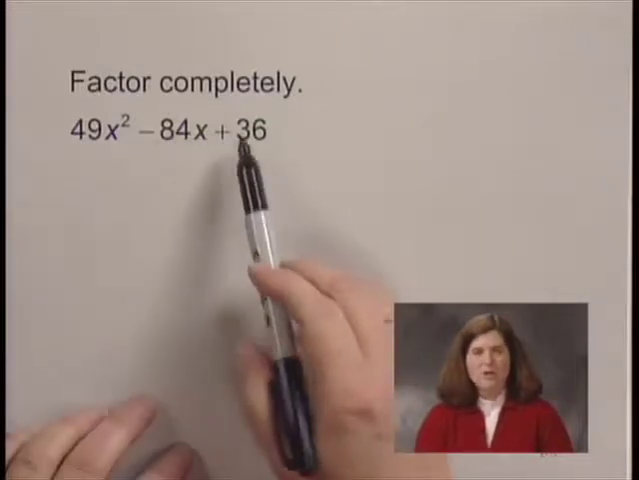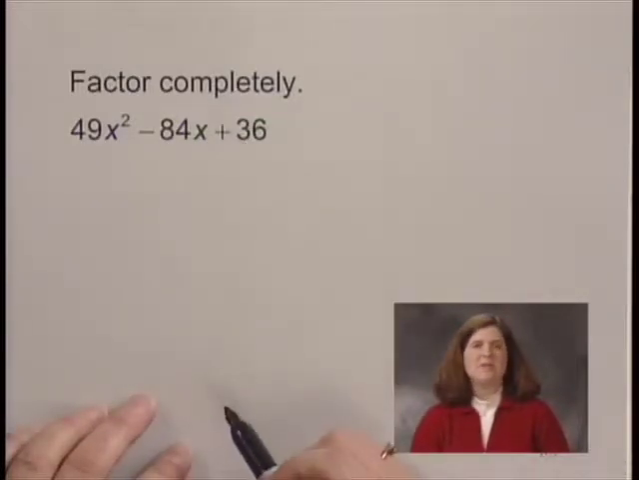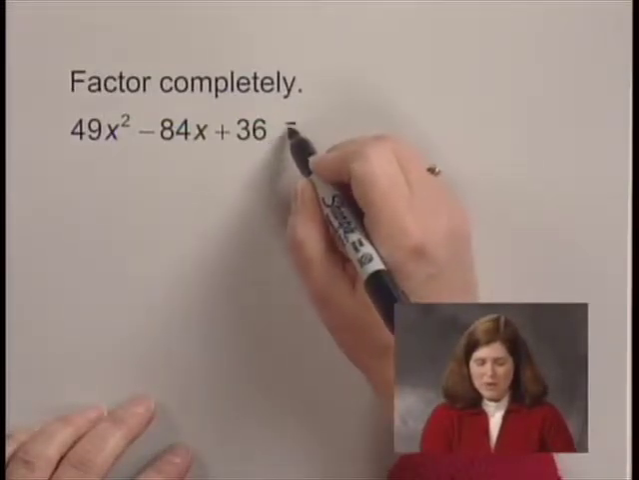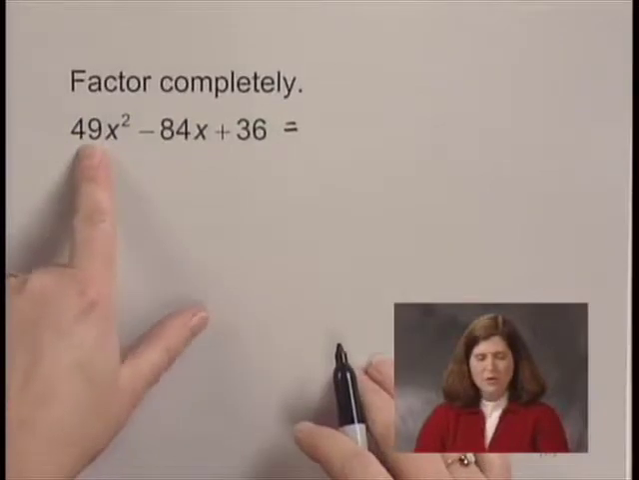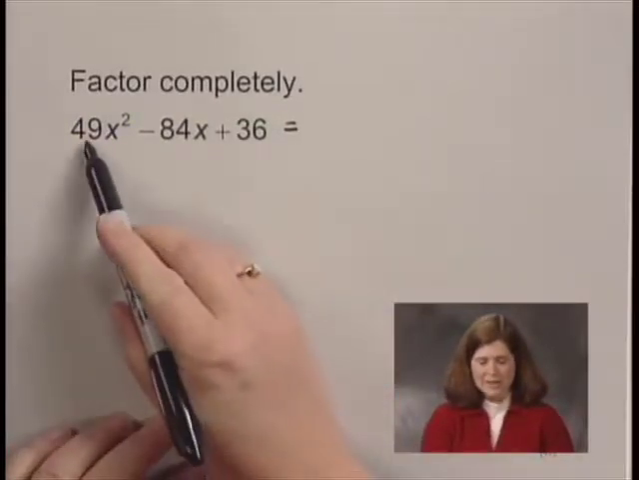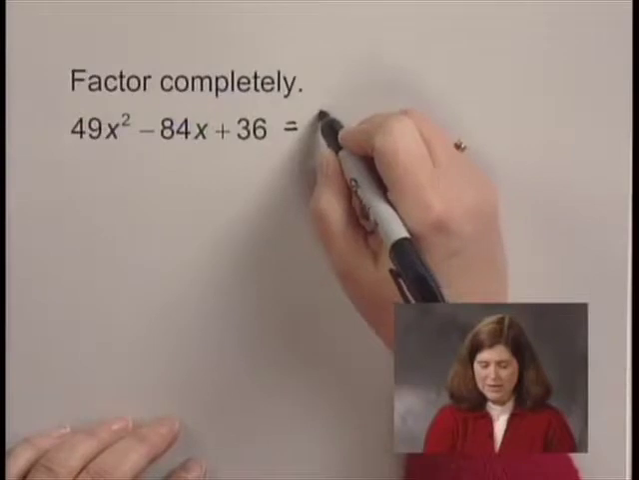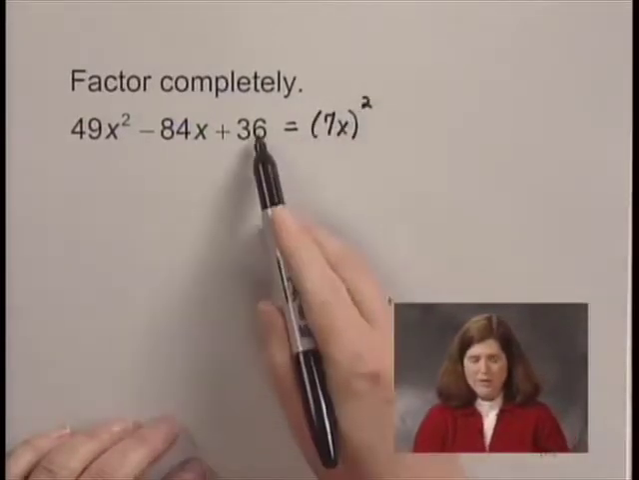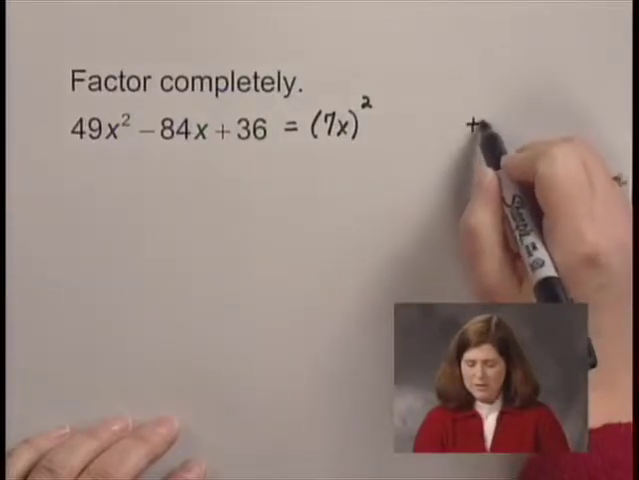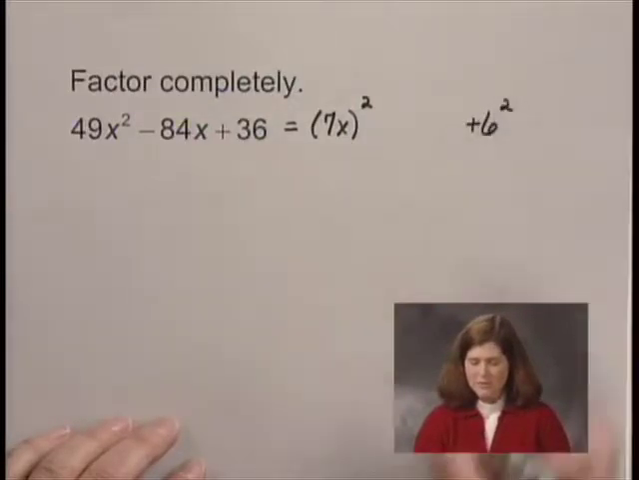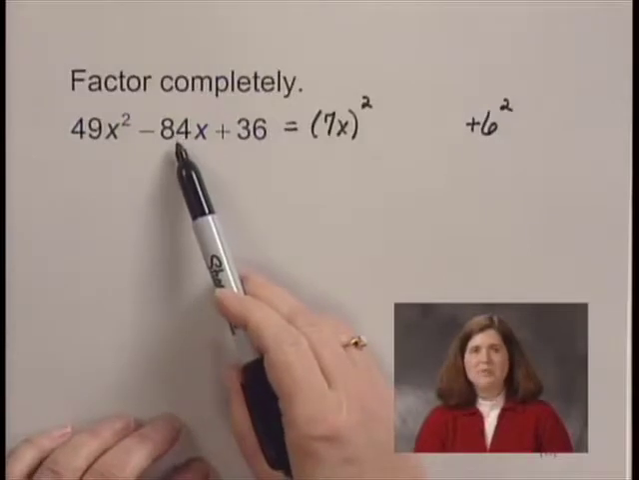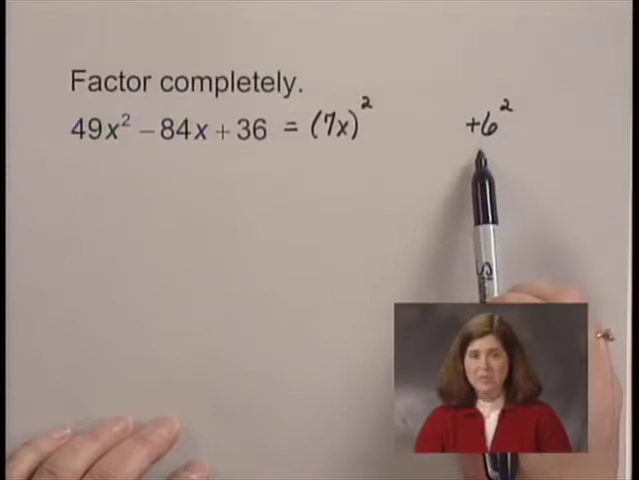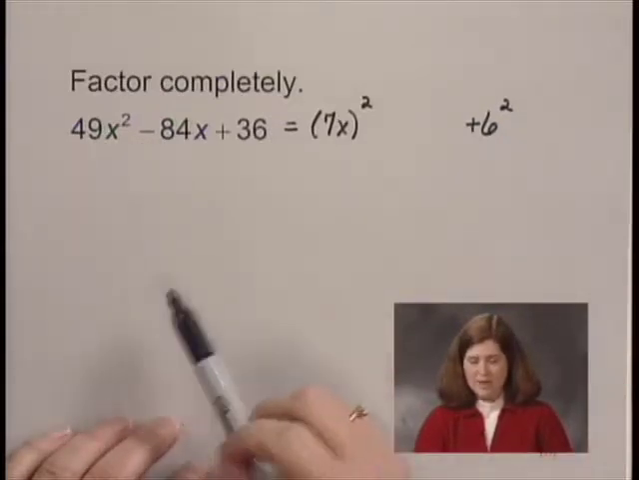There are three terms, so I want to look to see if it is a perfect square trinomial. If it is a perfect square trinomial, I will have two terms that are squares, and I can see that 49x squared is 7x squared. 36 is also a square. It's 6 squared. Now my middle term needs to be twice 7x times 6, or its opposite. In this case, it would be negative.